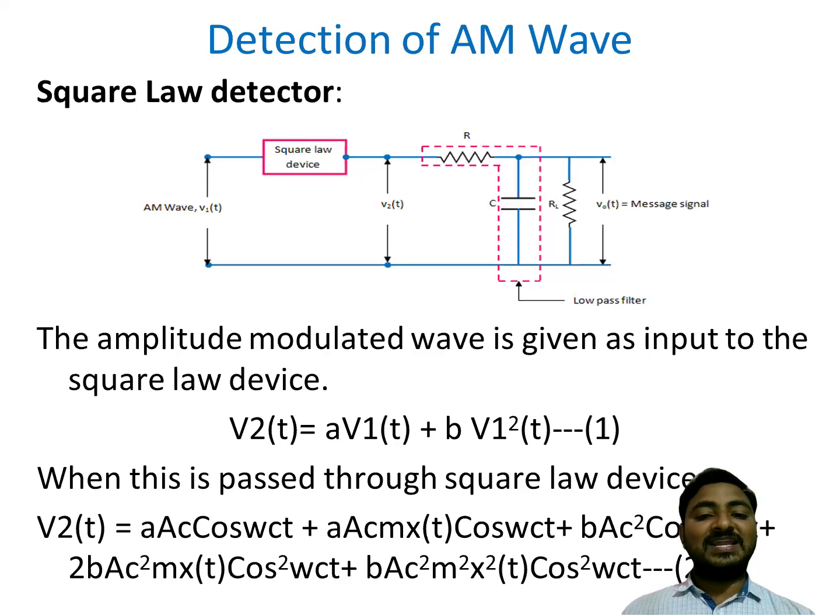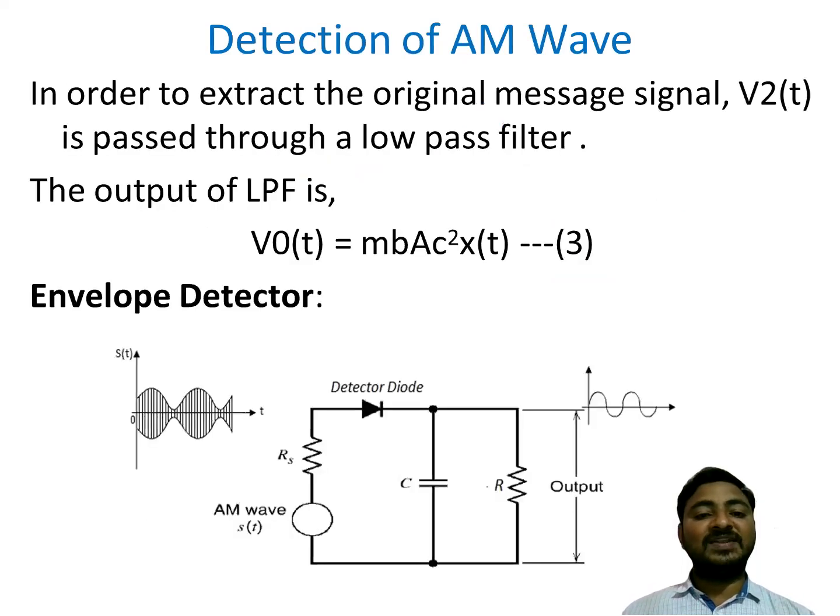This output of the square law device is passed to the low pass filter. This low pass filter only allows the low frequencies. Then the output of the low pass filter, V naught of t, is equal to m into b into AC square into x of t. MB AC square is nothing but a constant. X of t is nothing but the message signal.